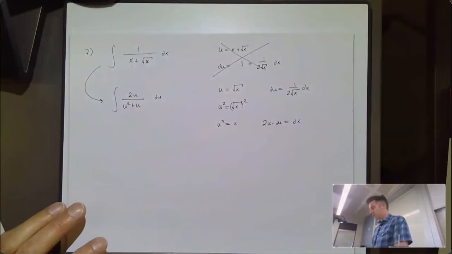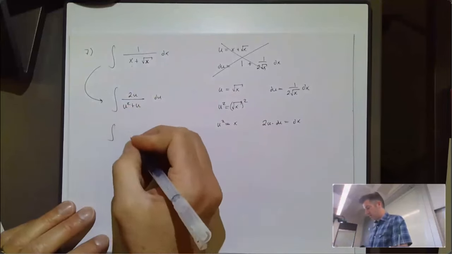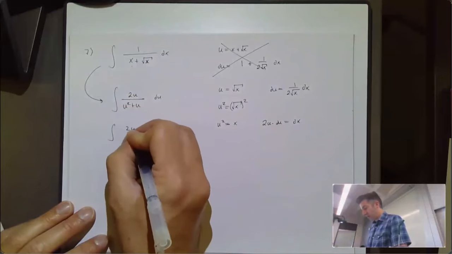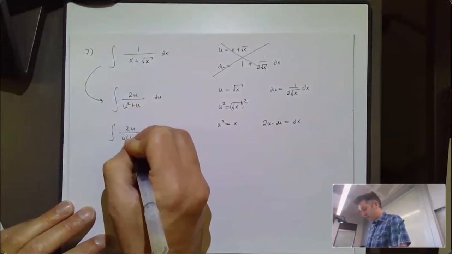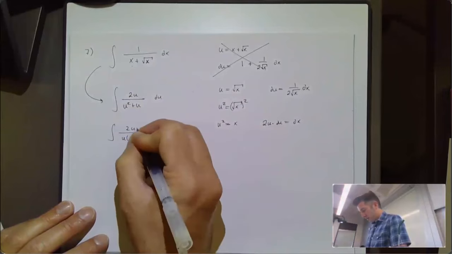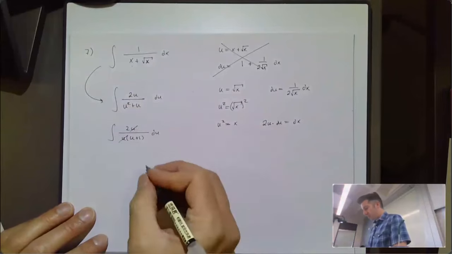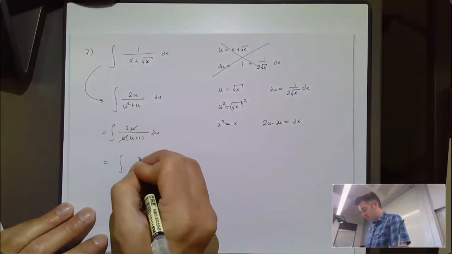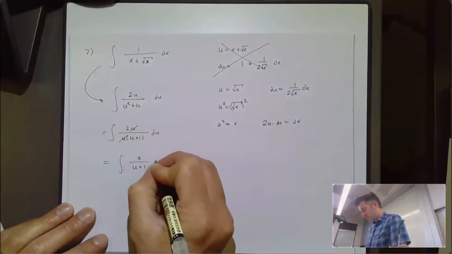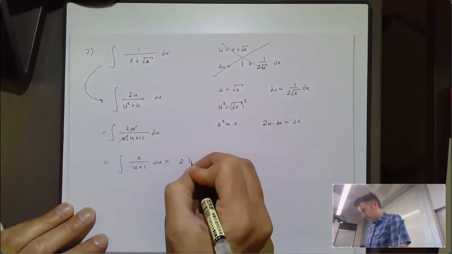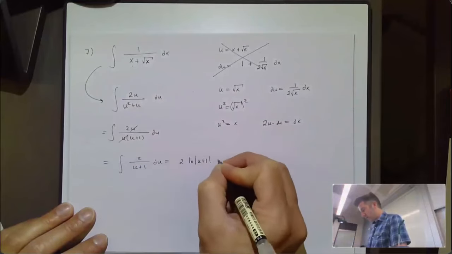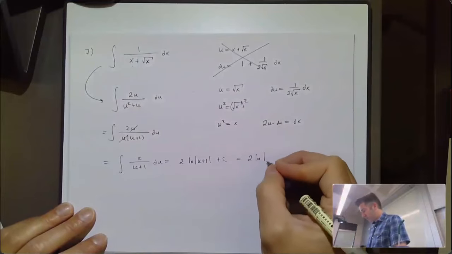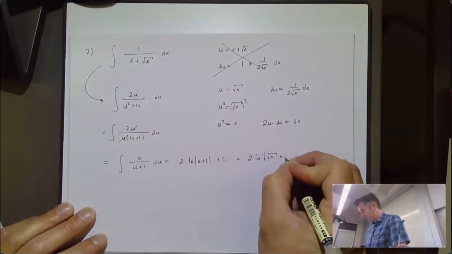That works just fine. So if I factor out a u from the bottom, cancel a u there and there. This actually isn't so bad. So I get the integral of 2 over u plus 1, which is 2 times the natural log of the absolute value of u plus 1 plus c, which is 2 times the natural log of the absolute value of the square root of x plus 1.